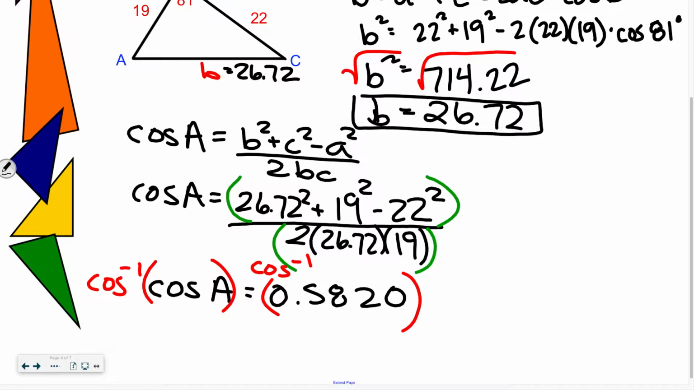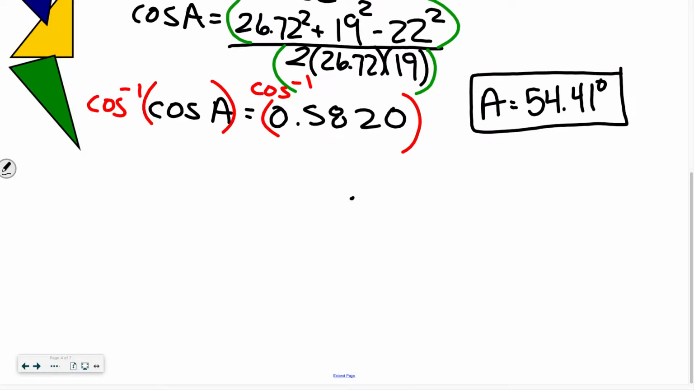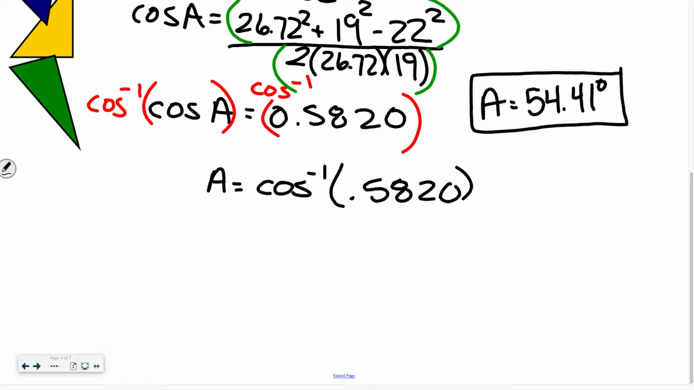This is the wrong answer. Let me do mine real fast. Are you in degrees? Yes. Hang on. I got 54.41. What do we actually do? We're trying to find angle A. What are we typing into our calculator? This should get you close to 54.41. It could be exactly the same.